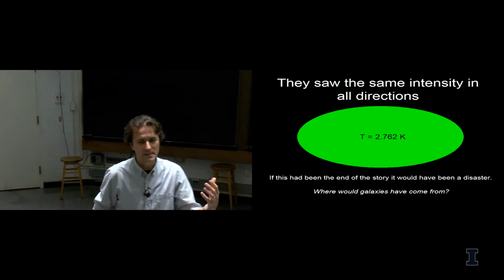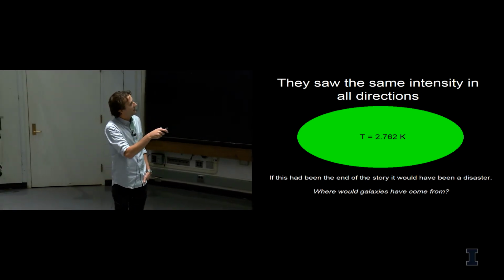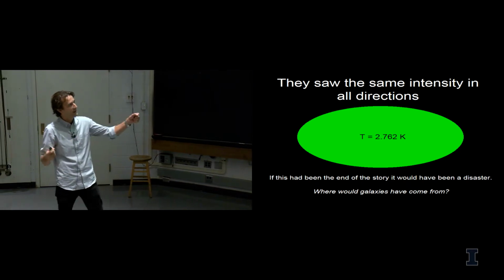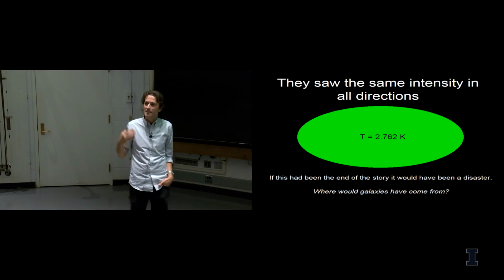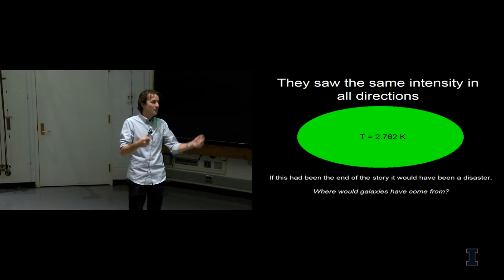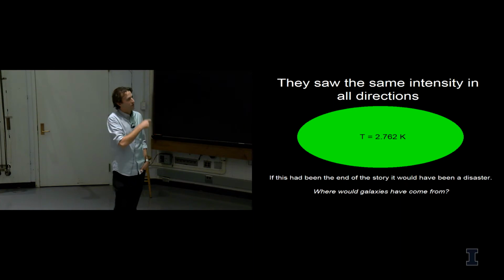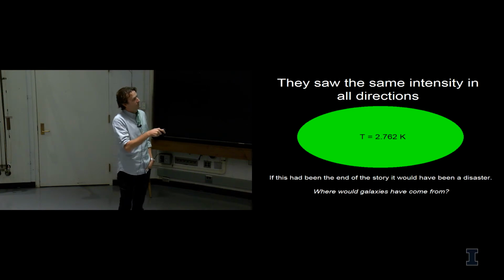So what convinced them that this really was cosmological in origin is that they observed the same intensity in all directions. Famously, they turned their antenna every which way, and they found that they were receiving exactly the same intensity of radiation from every direction. If this had been the end of the story, it would have been a complete disaster for Big Bang Theory. Because after all, where would galaxies have come from?